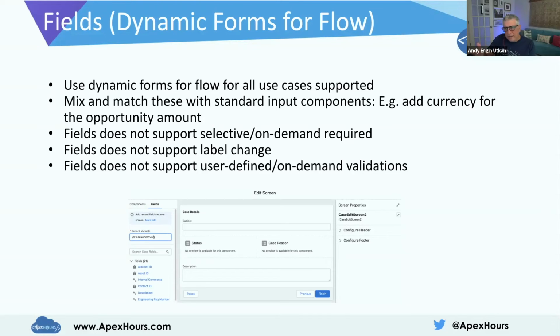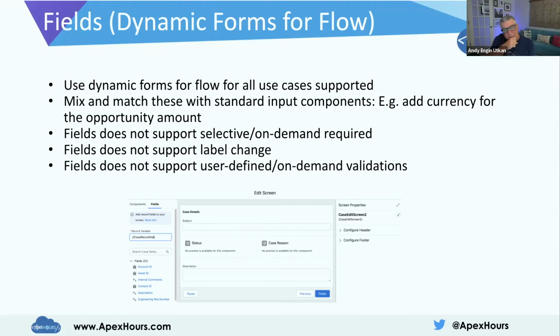Now, a couple of things that these don't support. We talked about currency. Some field types are not supported. It doesn't support selective or on-demand required. So if a field is required on the object, then it's going to be required here. If it's not required there, it's not going to be required here. You can use the custom validation workaround I'm going to show you. But out of the box, you cannot add validation here. If you really truly need validation, then you're going to use the component from the other side, right?